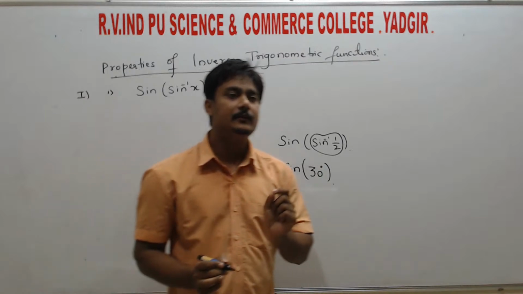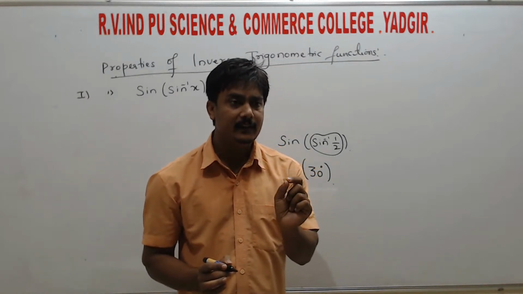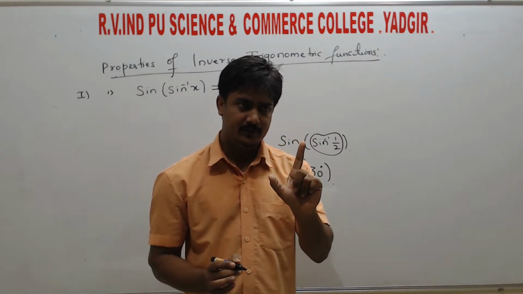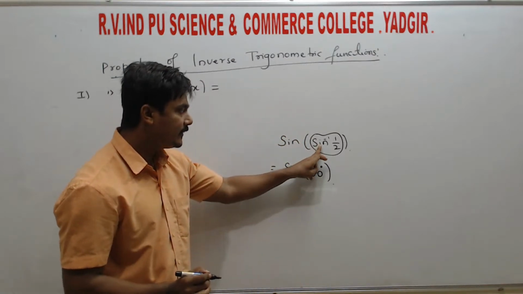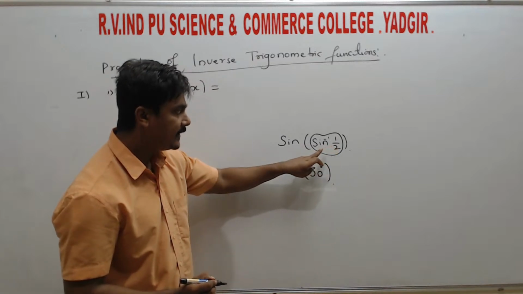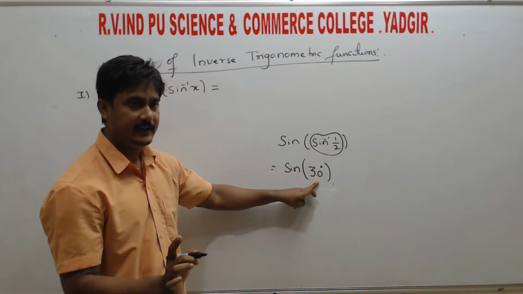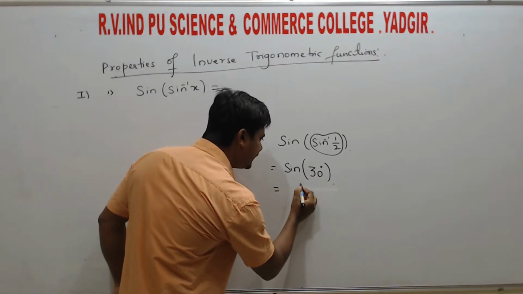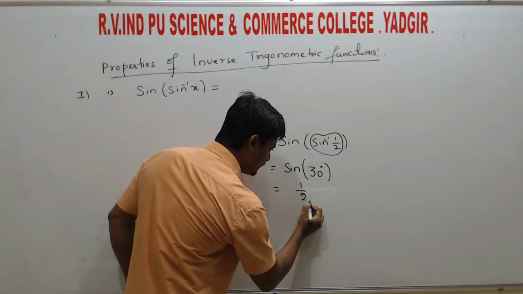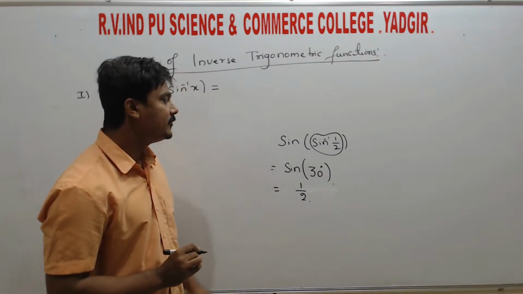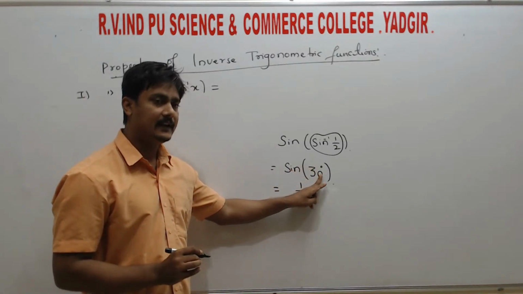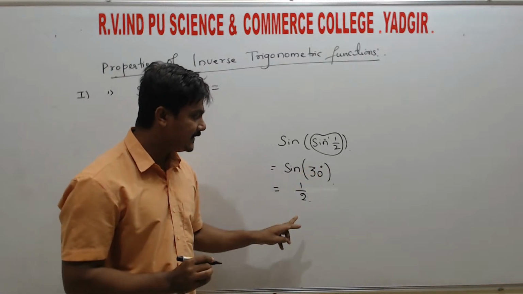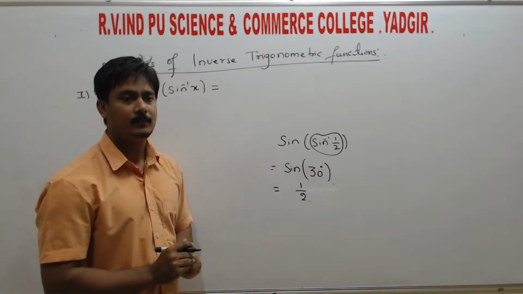The image of an inverse trigonometric function is always an angle. Are you getting my point? So if I ask you what is sine inverse 1 by 2, you will say its image is 30 degrees. If I ask you what is sine 30 degrees, we know the values of trigonometric functions of standard angles. According to that, the value of sine of 30 degrees is 1 by 2.